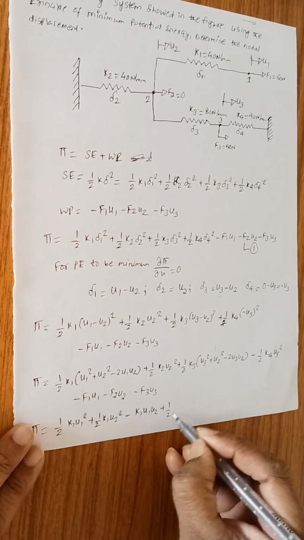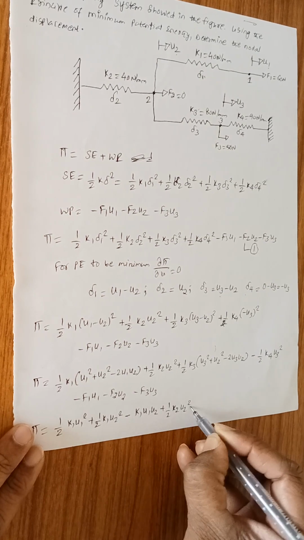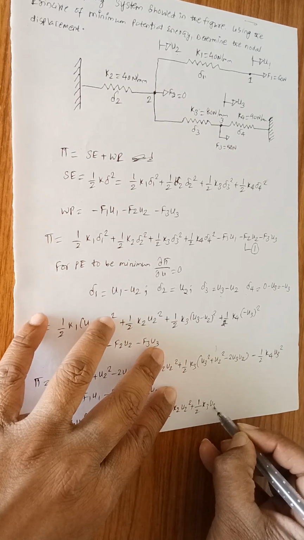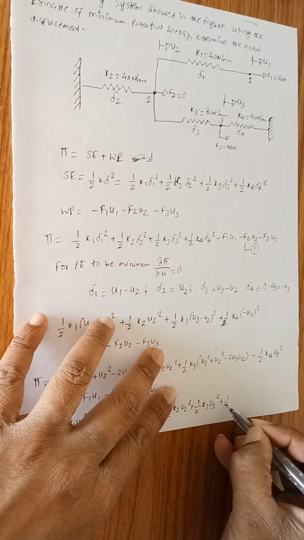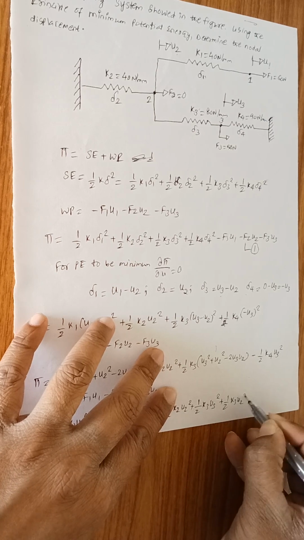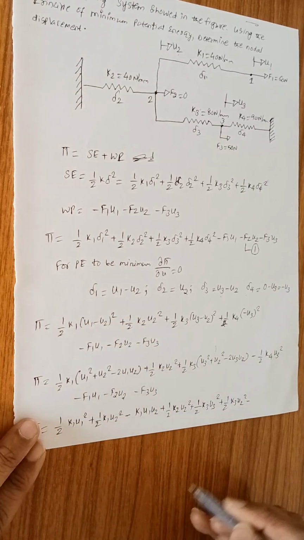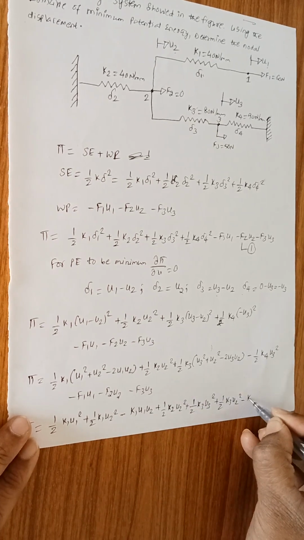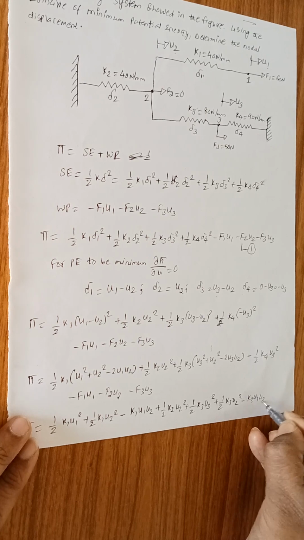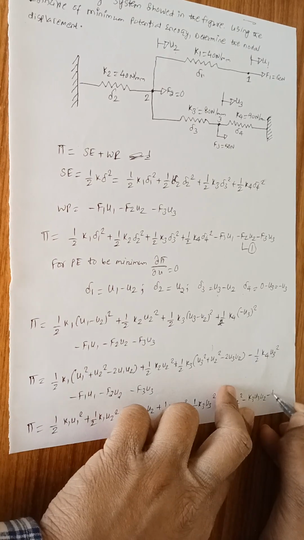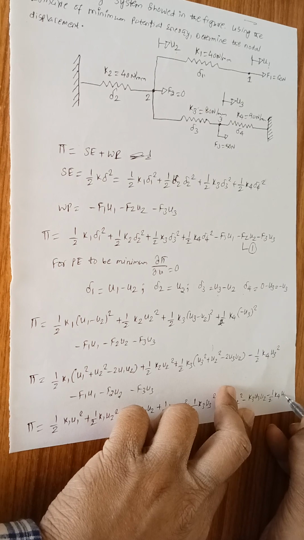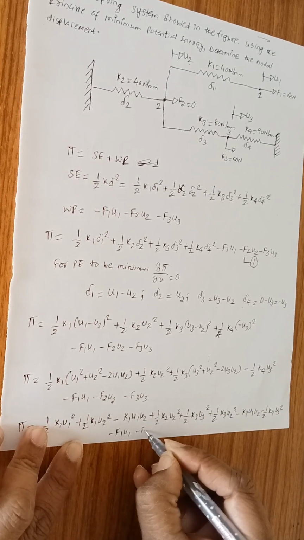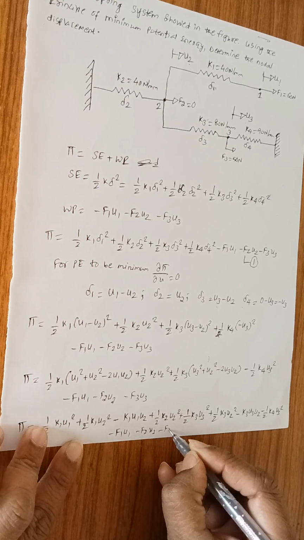Next you have half k2 u2 square plus half k3 u3 square plus half k3 u2 square minus, plus into minus will be minus, 2 and 2 get cancelled, therefore you get k3 u3 u2, k3 u3 and u2, minus half k4 u3 square, and you also have minus f1 u1 minus f2 u2 minus f3 u3.